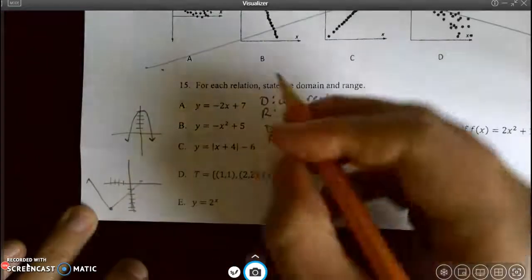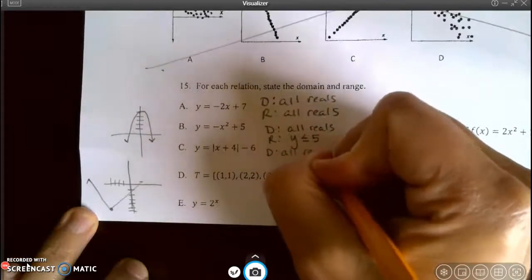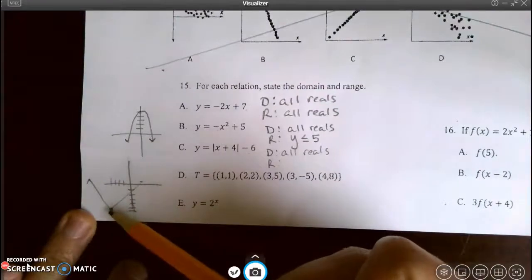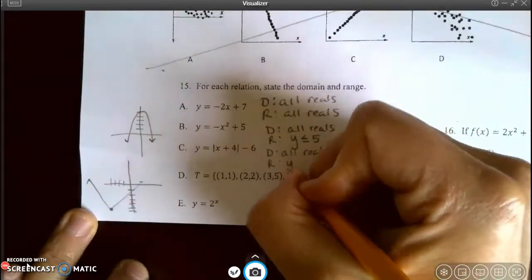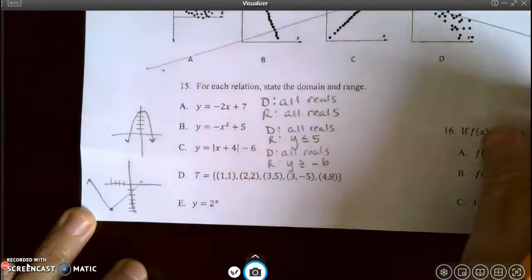I can put anything I want to in for x, so the domain is all reals. But my range is limited. It starts at -6 and goes up. It never goes below. So y is greater than or equal to -6.